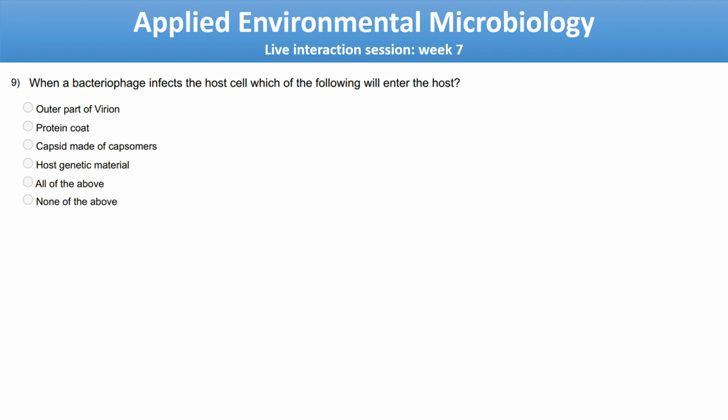Now coming to the next question. When a bacteriophage infects the host cell, which of the following will enter the host? Your options are outer part of the virion, protein coat, capsid made of capsomers, host genetic material, all of the above, none of the above. You have to tell me the correct answer.